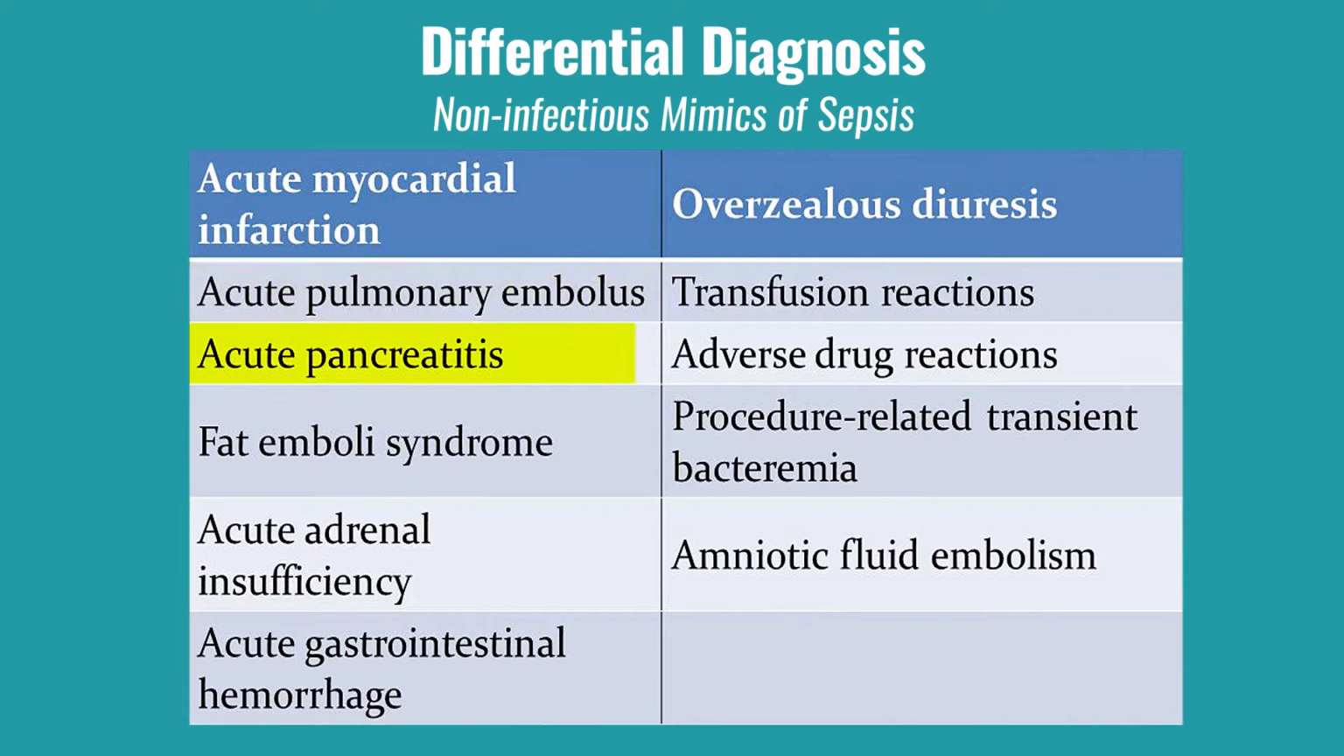You have patients with acute pancreatitis that can have a fever, that can be hypotensive and at the same time hypovolemic, which can mimic sepsis; fat embolism syndrome; acute adrenal insufficiency, in patients who are on long-term steroids, who have stopped the steroid suddenly and can have an acute adrenal insufficiency presenting with profound hypotension; patients with an acute gastrointestinal hemorrhage, overuse of diuretics, transfusion reactions, adverse drug reactions is also very important as a mimic of sepsis; and of course amniotic fluid embolism. So it is important for the clinician to keep the differential diagnosis in mind for such patients presenting with similar symptoms and signs of sepsis and septic shock.